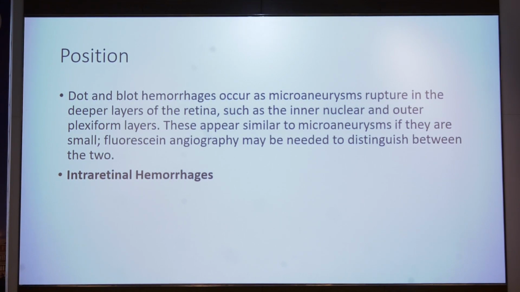Dot and blot hemorrhages occur as a microaneurysm rupture in the deeper layers of the retina, such as the inner nuclear layer and outer plexiform layer. This appears similar to a microaneurysm if they are small, and fluorescein angiography may be needed to distinguish between the two. So these are basically intraretinal hemorrhages.